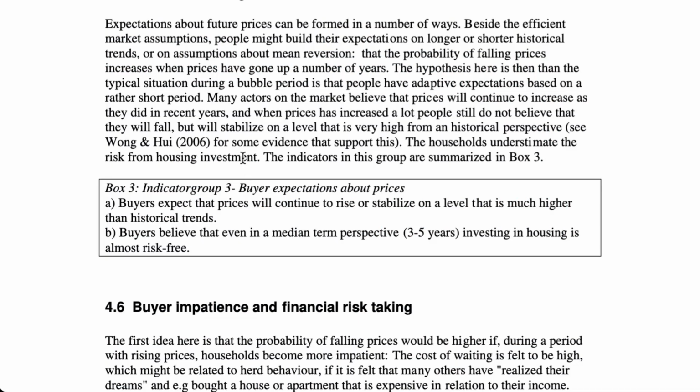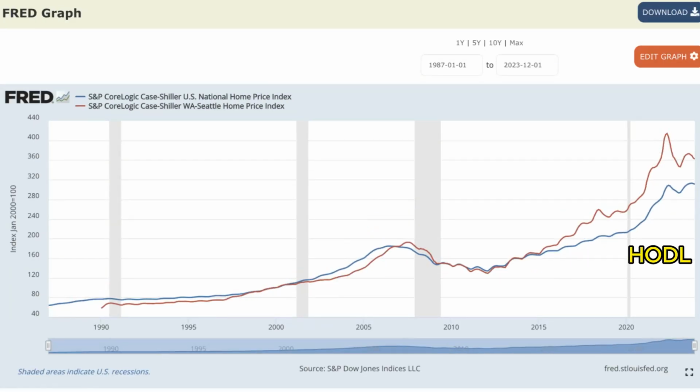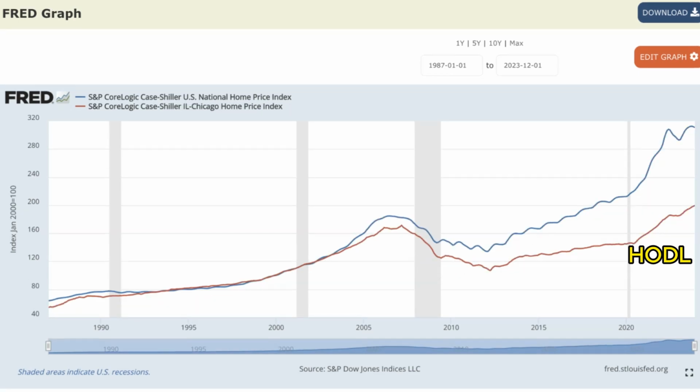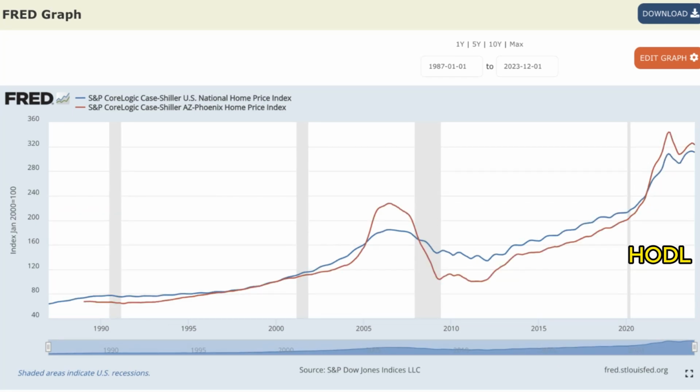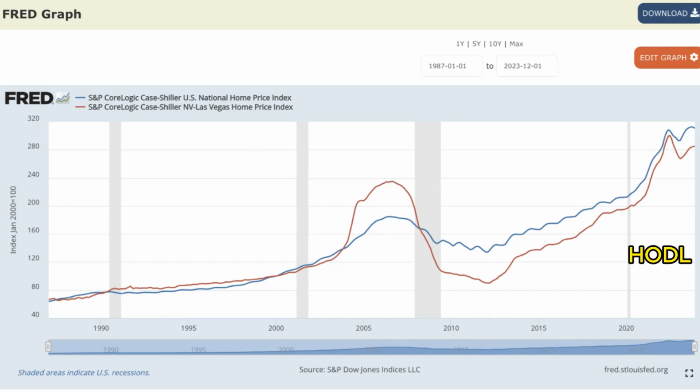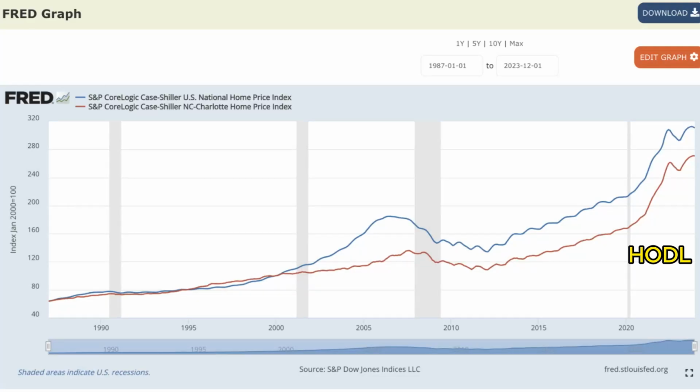Three: buyers expect that prices will continue to rise or stabilize on a level that is much higher than historical trends, and believe that even in a medium-term perspective, let's say 3 to 5 years, investing in housing is almost risk-free. Basically, people expect increasing home prices, even though prices are already pretty high and have increased a lot. Many on the market believe that homes only go up and will stabilize on a level that is very high from a historical perspective, and they tend to underestimate the risk from housing investments.